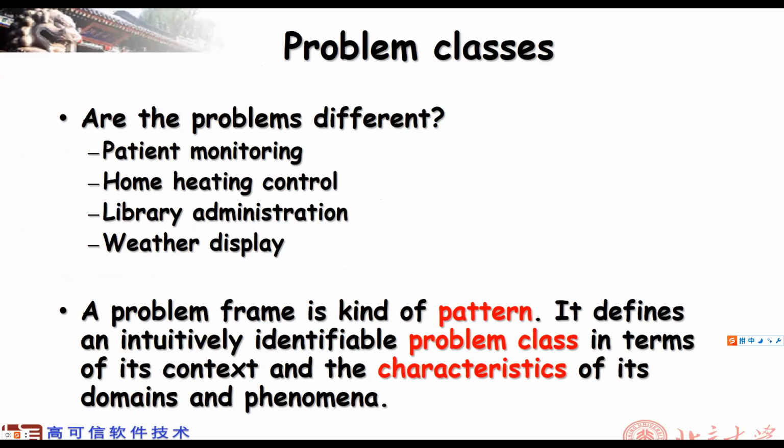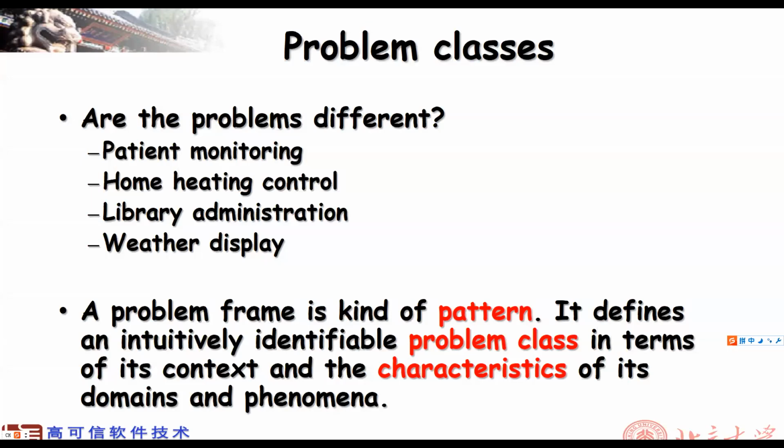Design patterns are at the design phase, but what about the requirements phase? In the requirements phase, we have problem classes, which means can we use something to define that these problems are different? Are the requirements different? For example, patient monitoring, the smart home, the library administration, the weather display, the home heating. How can you characterize them? How could you distinguish them? You just say they have different names. So how to define them formally?